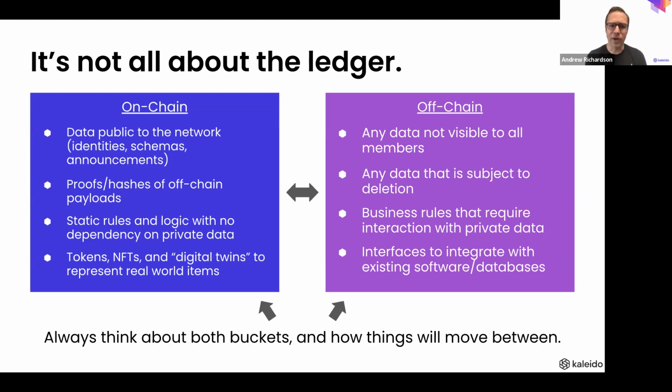And of course, whenever you can use things that are native on chain, like tokens and NFTs, using those to represent real world items can be really powerful. But you still have to think about how those interact and move back and forth. How do I tie these on-chain constructs to these off-chain constructs? How do I then interface all of that back into my existing software and databases?